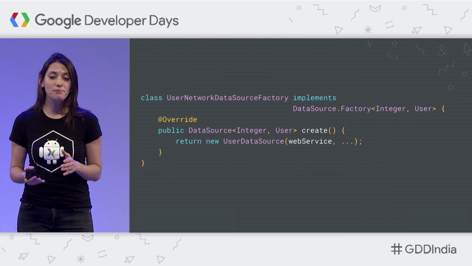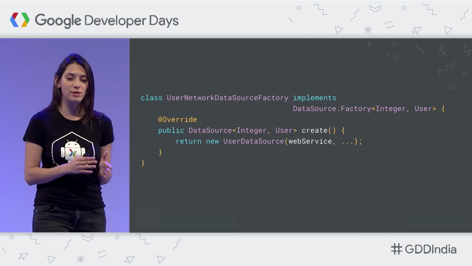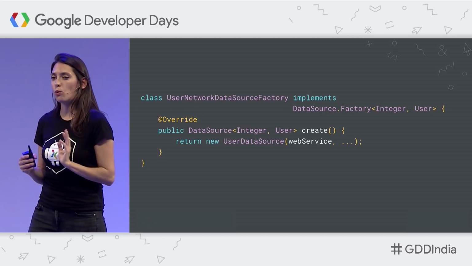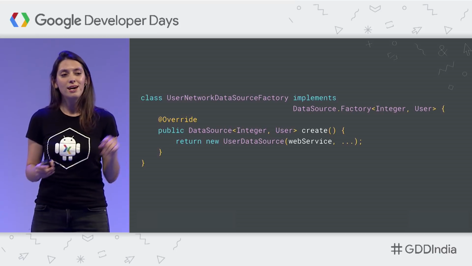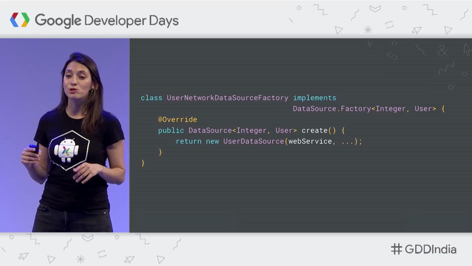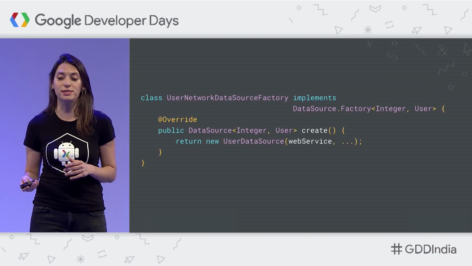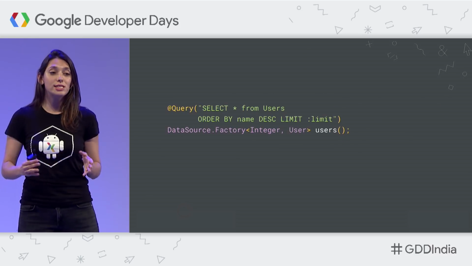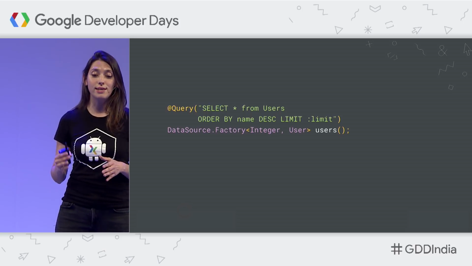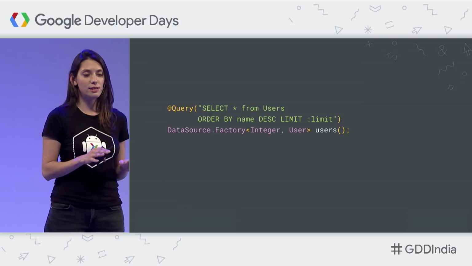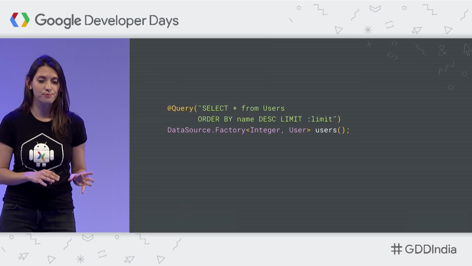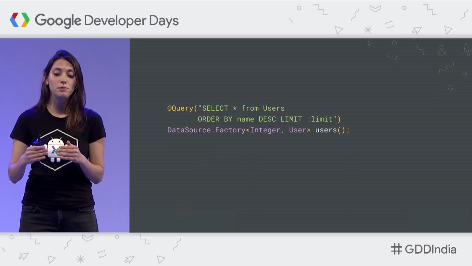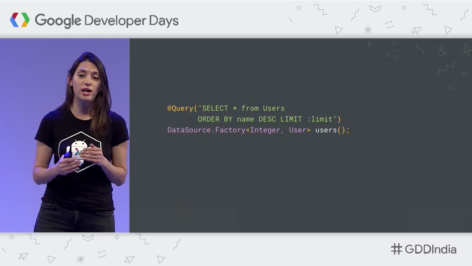The next step is to implement the data source factory that can create a data source. This is needed because when the data source is invalidated, the factory is actually the one that knows how to recreate a data source. If your data source is actually Room, then just update your DAO to return a data source factory, where the key, at least for now, is always integer. Under the hood, in the implementation of the DAO, Room will create the data source factory for you.